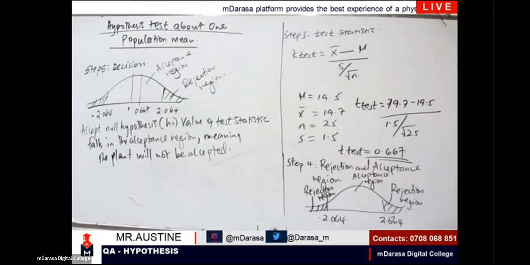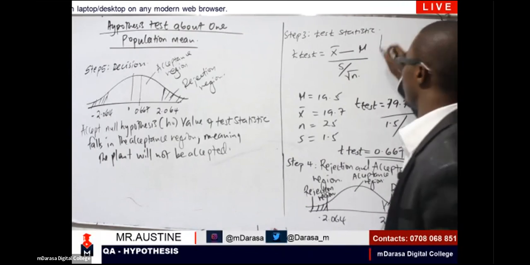That's it. So let's try one for Z-test, hypothesis test about one population mean, where we are working with... The only difference between these two, when you are working with Z, it should be to determine the critical value of Z. And I told you how to determine the critical value of Z.